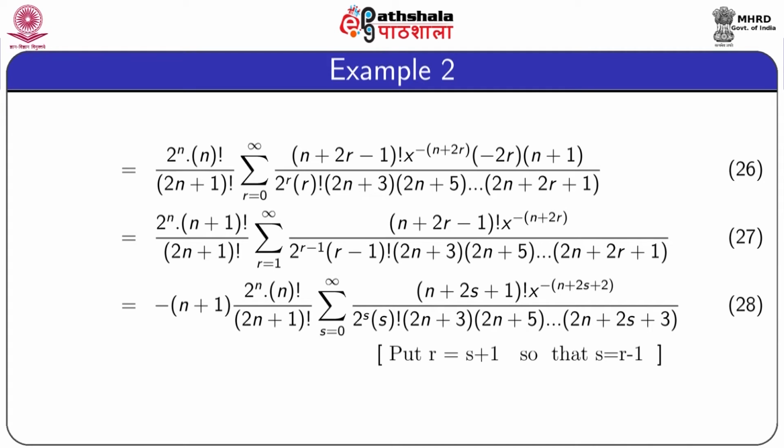Please note, in equation number 26, this 2 to the power r and this r factorial got cancelled with this 2r, which gives you 2 to the power r minus 1 into r minus 1 factorial, and that is why the summation starts from r equal to 1 to infinity. In equation number 28, we substitute r by r plus 1 and we get the expression which is given in 28.